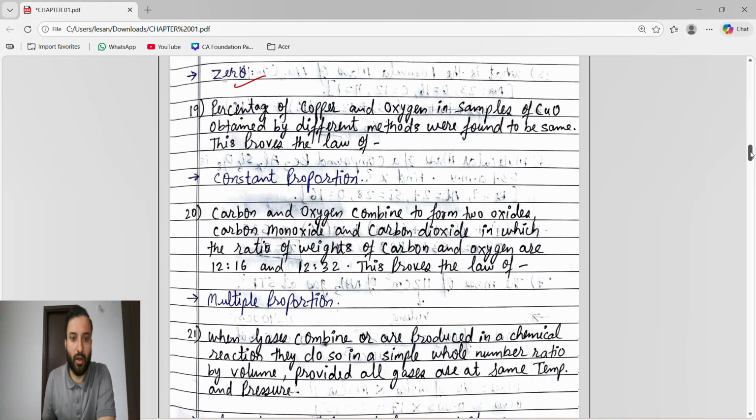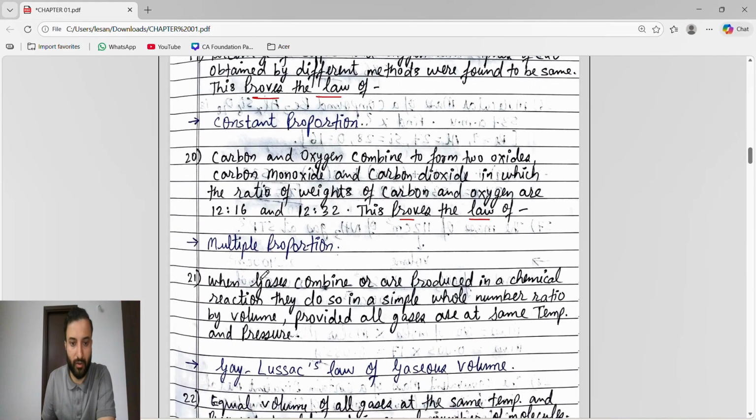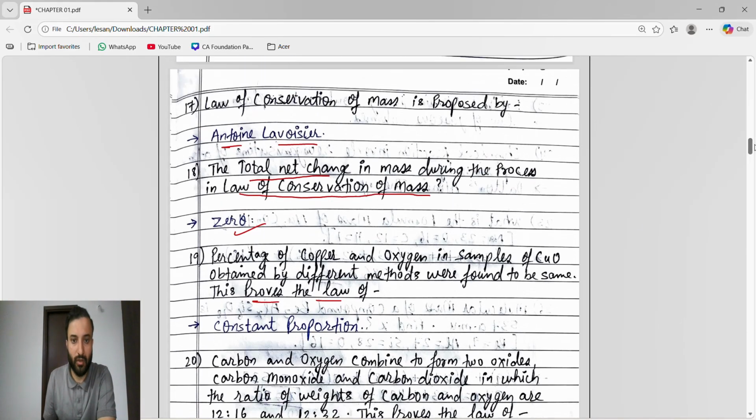Okay, now guys, they will give this type of example and they will ask you this proves which law, or they will give you again this type of example and ask this proves which law, or they will give the statement for the law and ask you the statement is of which law, or they will give you the name of the law and ask you who proposed this.